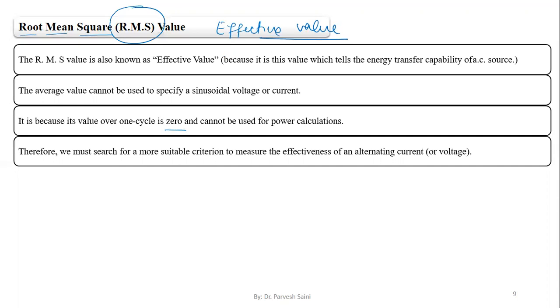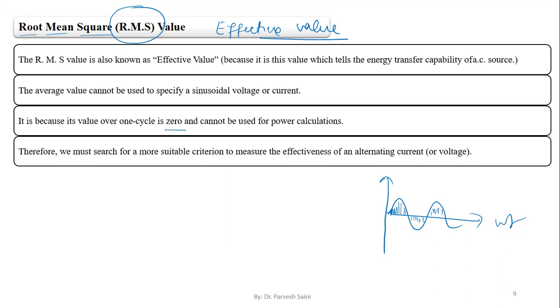Okay, so now we must search. Because we know that this alternating signal is time varying, it is continuously varying with time. So it is quite difficult to say what the value of this particular signal is. It is changing at every instant in terms of its magnitude, its direction, its phase, so it is quite difficult to set a value.